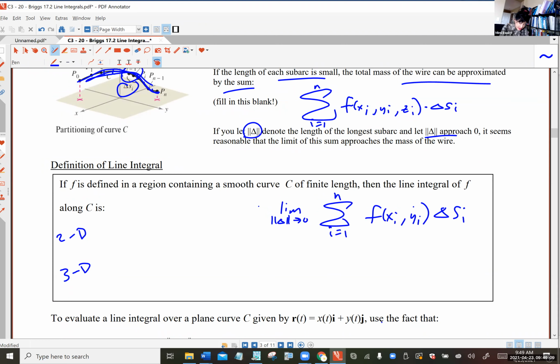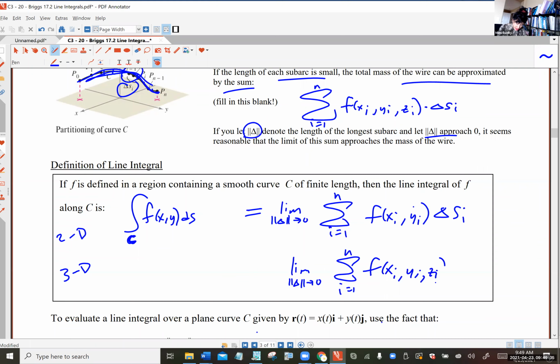So there's the 2D Riemann sum. This sum gets set equal to a line integral, and you put a C down here, which tells you it's a line integral, not the kind of integral that you did in Calculus 1. And for the Riemann sum in 3D, like that picture up there, that's a 3D wire, you would have some density function, f of x sub i, y sub i, z sub i, and a little subarc length. Take the limit as the partition goes to 0, and your 3D line integral looks like that.